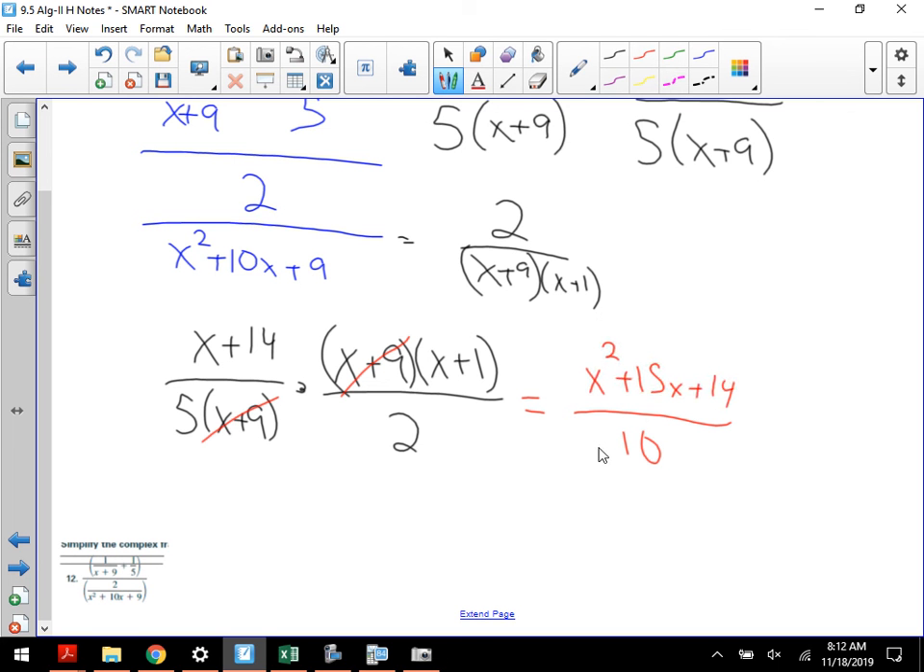And you're done. Foil on top again, remember always foil, always multiply out, combine like terms. And that's what that looks like.